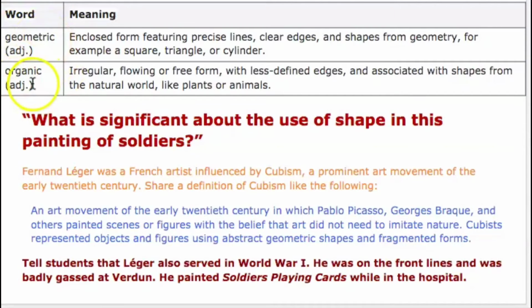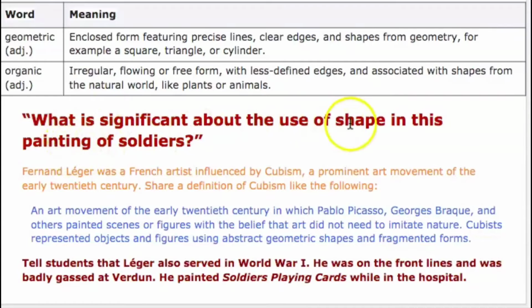You have geometric and organic. Geometric means featuring precise lines, clear edges, and shapes from geometry, for example, a square, a triangle, or a cylinder. Organic is an irregular flow or free form with less defined edges, associated with shapes from the natural world, like plants or animals. So if you find a geometric shape in a painting, it may be a square, triangle, or cylinder. If you find an organic shape in a painting, you might actually be able to make out an object, such as a plant or an animal.